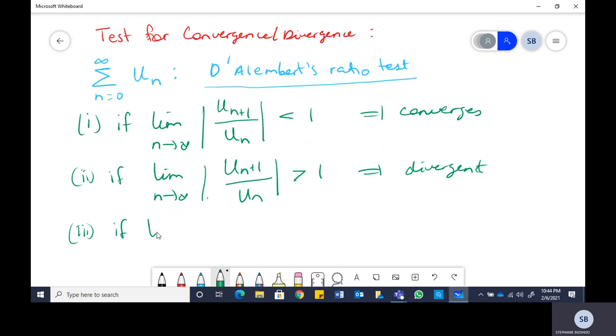If you take the limit as n goes to infinity of the ratio and it happens to be equal to exactly 1, then guess what you need to do? Use another test. You can use the integral test. There are actually a lot of tests you can use. But for now, let's just see how Lambert's ratio test is applied.